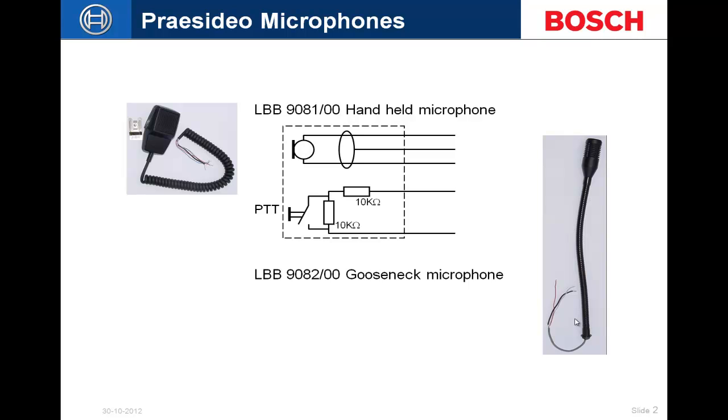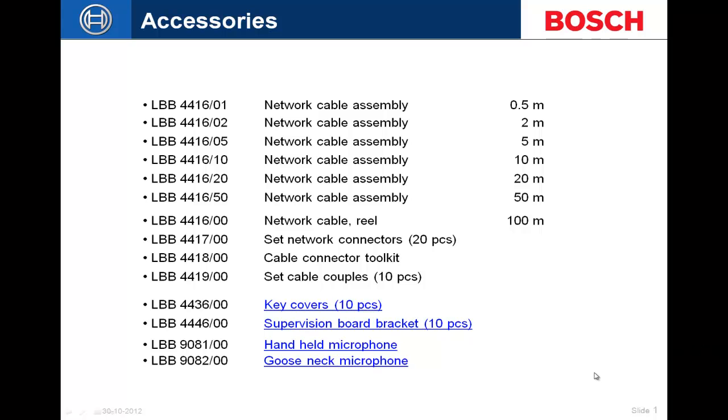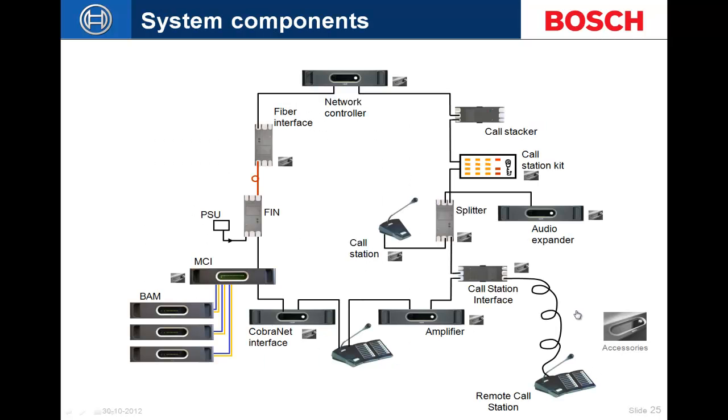If somebody wanted to build a custom call station that was in a wall or in a desk, you could use the 9082, which is a standard gooseneck microphone with a couple different mounting options. That takes care of the system components within the system. There'll be other videos explaining in a little more detail a couple different programming options. Keep a look out for them. Thanks.